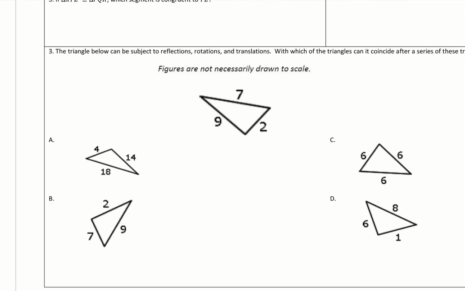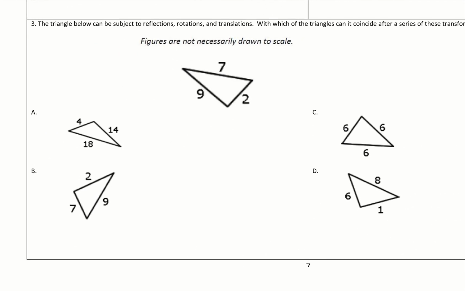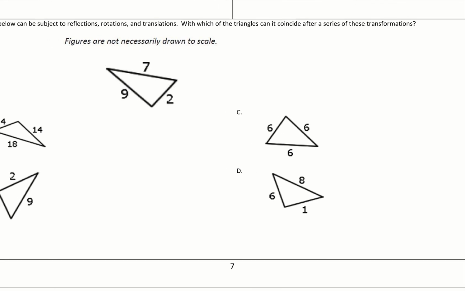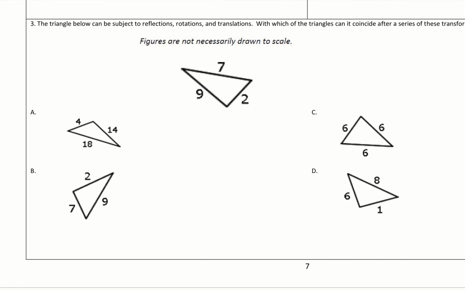All right, so number 3, the triangle below can be subject to reflections, rotations, and translations. With which of the triangles can it coincide? All right, so there's actually a typo, and I believe there's a typo in this question, it's just a little correction that needs to be made. This here should say 7 and 2, okay? Not 2 and 7, because that wouldn't make sense for the longest side to be 2 and the shorter side to be 7.